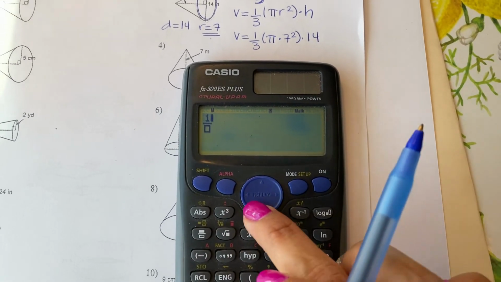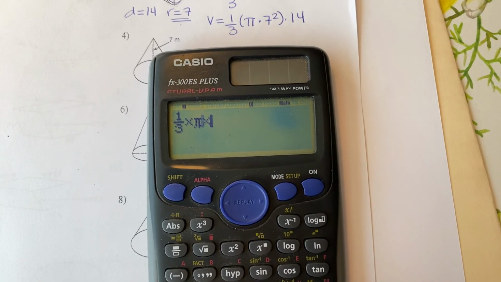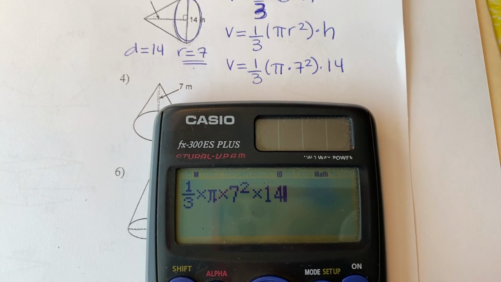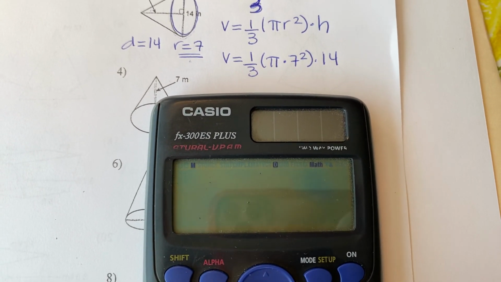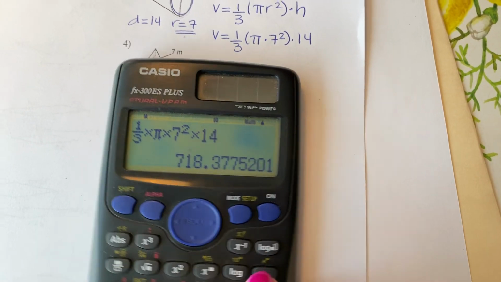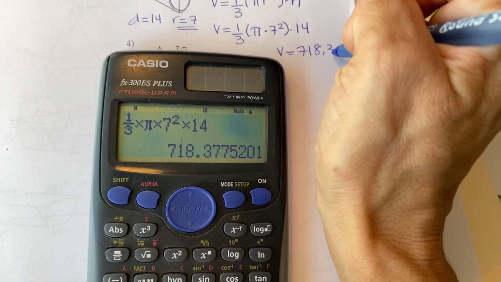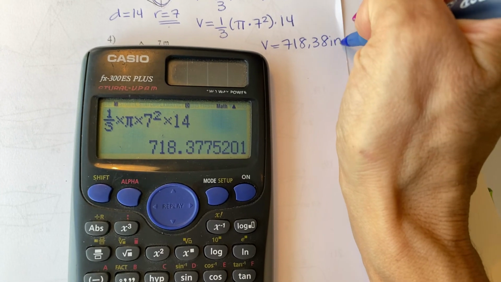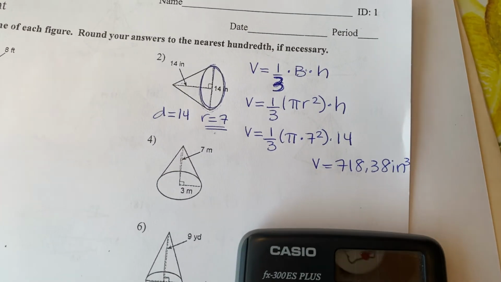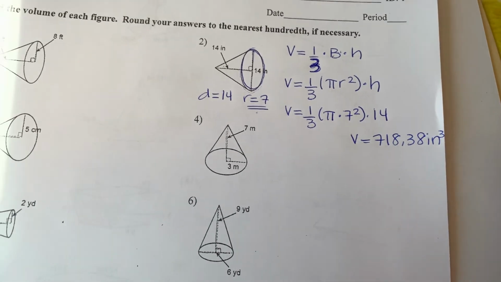So 1/3 times shift pi times 7 squared times 14. Do I have the same thing? I do. And so 718.38 inches cubed. Okay, that's decimal form.